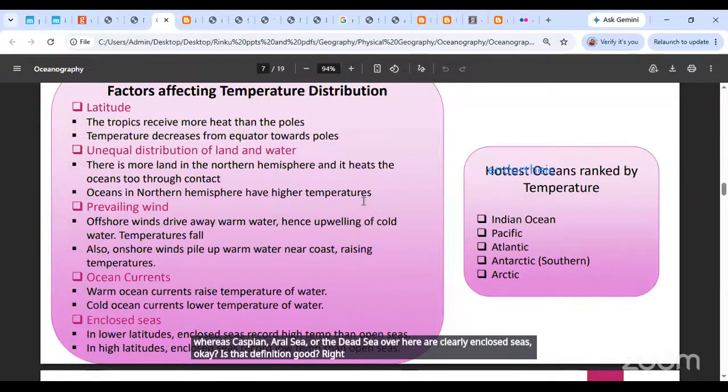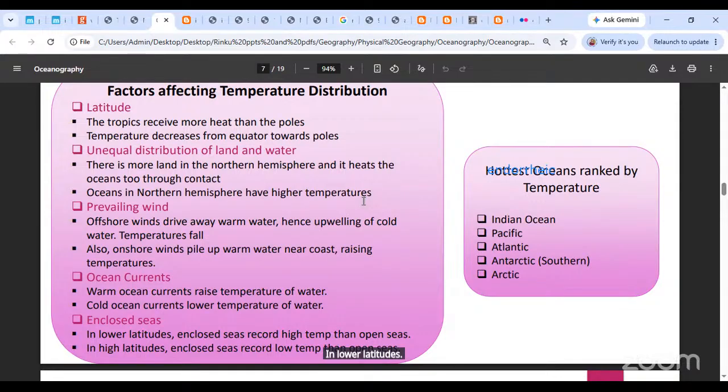Right. Now let's see what happens to enclosed seas. Okay, in lower latitudes, clearly the temperatures will be higher. The land temperatures will be higher over there because they are in lower latitudes. So those seas will also have higher temperatures. They will tend to take on the temperature of the land surrounding them. So these seas will usually have higher temperatures than the open seas. And what happens in higher latitudes? In higher latitudes, usually these seas have lower temperatures than the open seas because now you are affected by the amount of insolation you're getting. Okay, so this is the difference between the enclosed seas at lower or higher latitudes. Okay, is this good, people?